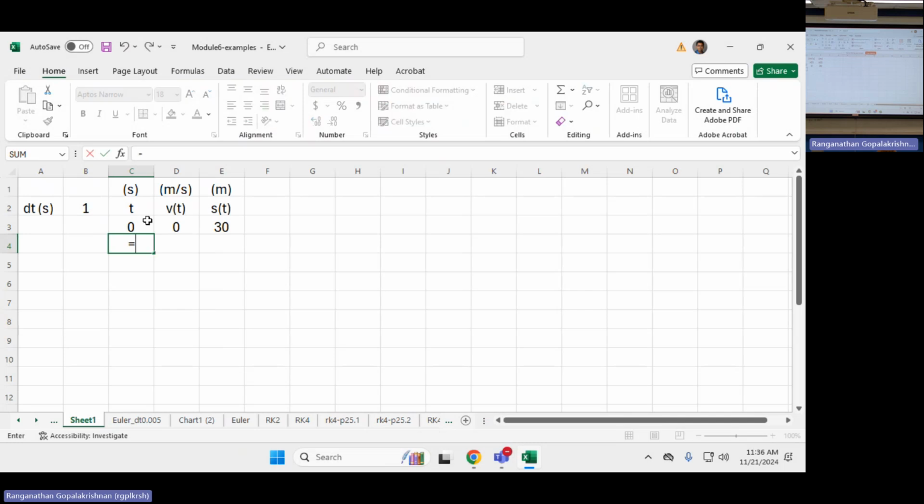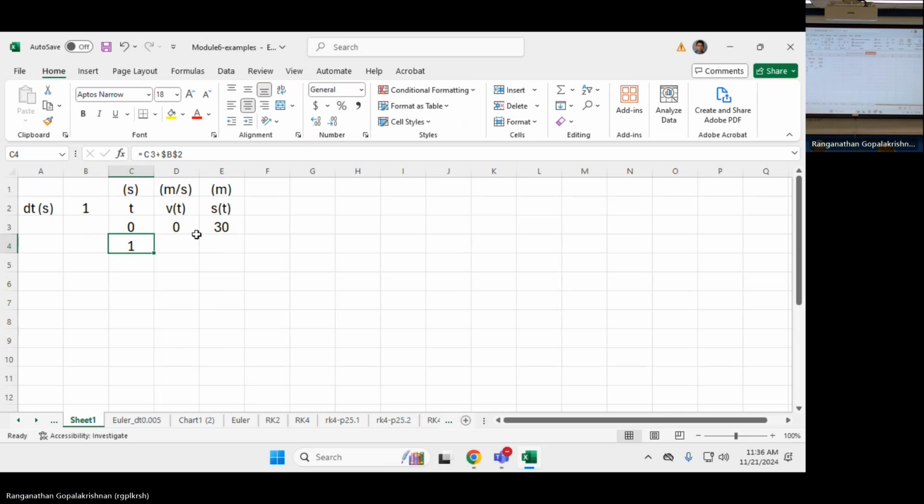Okay. So this will be the previous value plus dt. That's the first thing you got to enter. Previous value plus dt. Whatever dt is. Could be 1 second or 0.1 second. I'll post this file also.